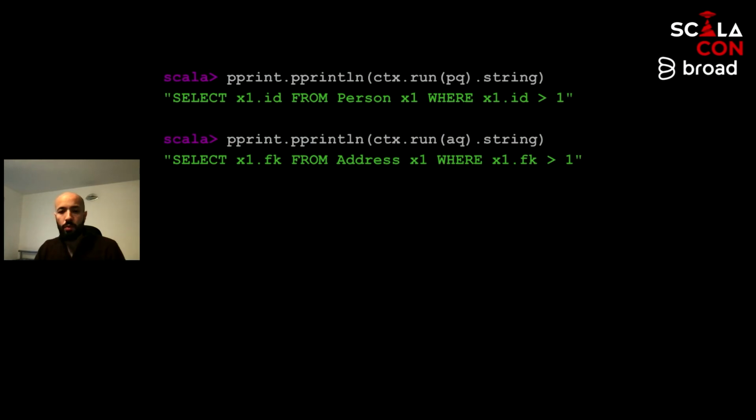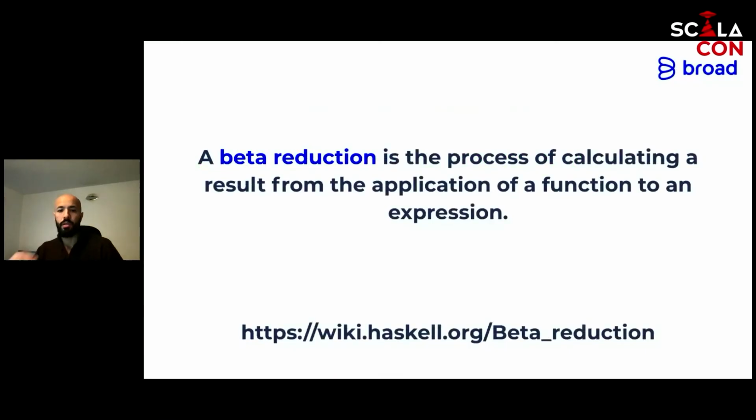And how is that possible? How does it happen? Well, that's when we apply the concept of a beta reduction, which is basically the process of calculating a result from the application of a function to an expression. I really tried to find a better explanation of what it does, but basically it's just substitution.